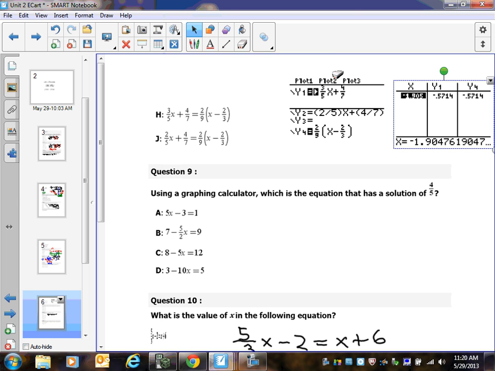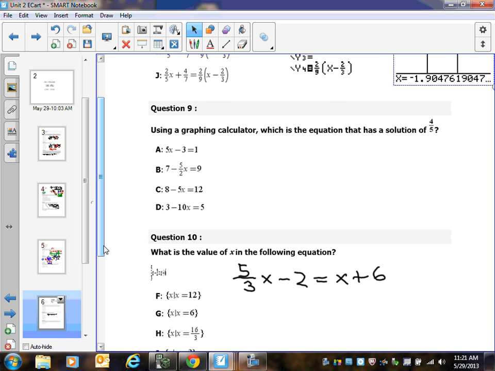Alright. So for these two equations, when we put in the value they asked us for, which was negative 40 over 21, it gave us the same value for both of those equations. So that's why my answer is choice H. Now for number 9, we have to use the graphing calculator again for this one.